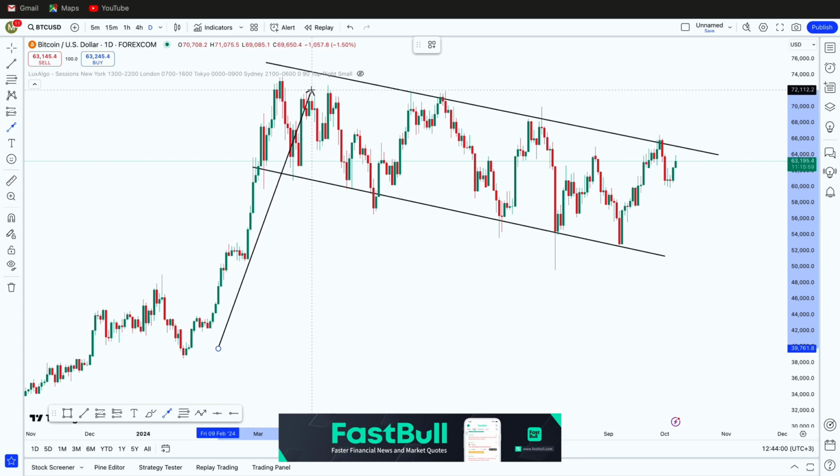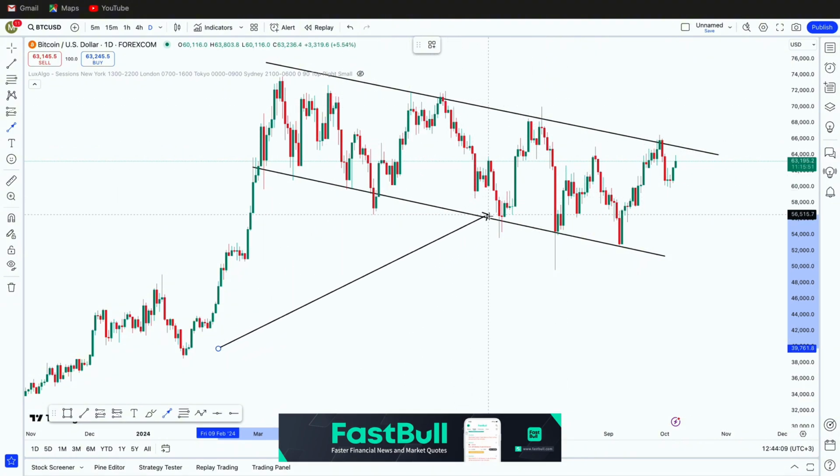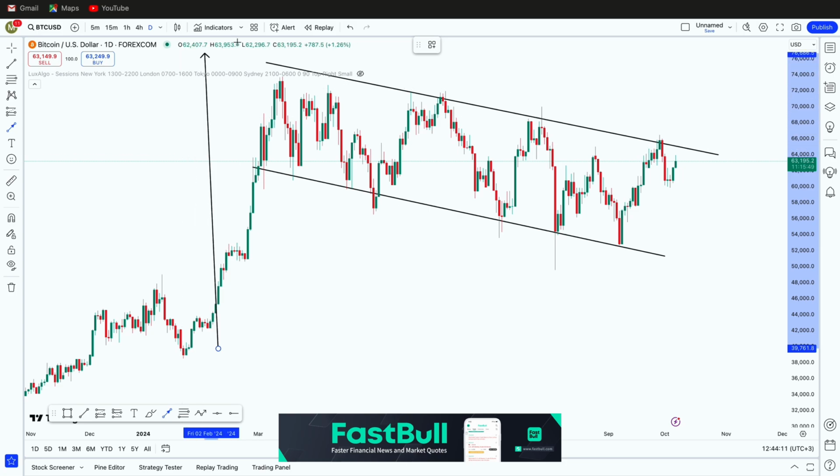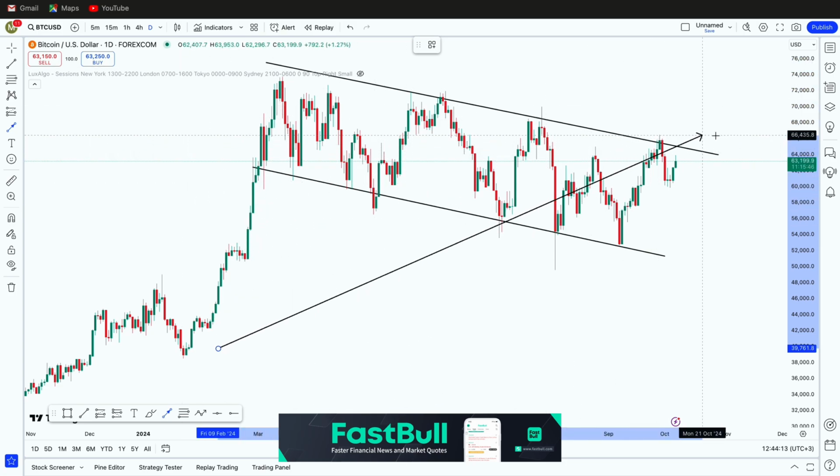Now we can clearly see that price has been ranging in between this pattern right here, which you call the bullish flag, as you can see. So when price comes down here, it goes back up here. As it comes back down here, it goes back up here. So price does this for a long time until it reaches a time where it's going to break out here and then go to the upper side.